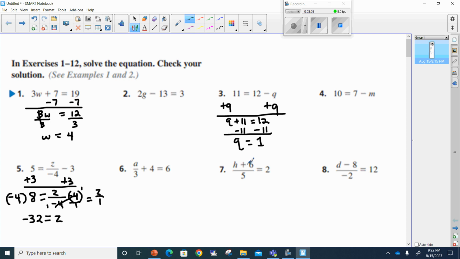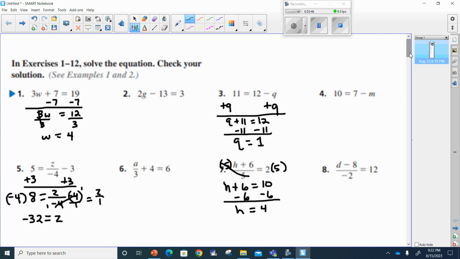Number 7 says I've got H plus 6 over 5 equals 2. Well, since I'm dividing by 5, I can multiply by 5 to get rid of it. Whatever I multiply to one side, I do to the other. This will give me H plus 6 going to be equal to 10. Now I've got to combine like terms. The only way to get rid of a positive 6 is with a negative 6. Whatever I do to one side, I do to the other. This leaves me with H equals 4.